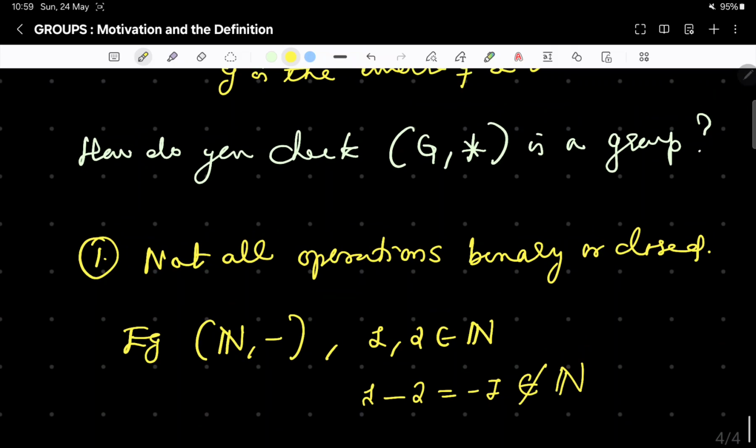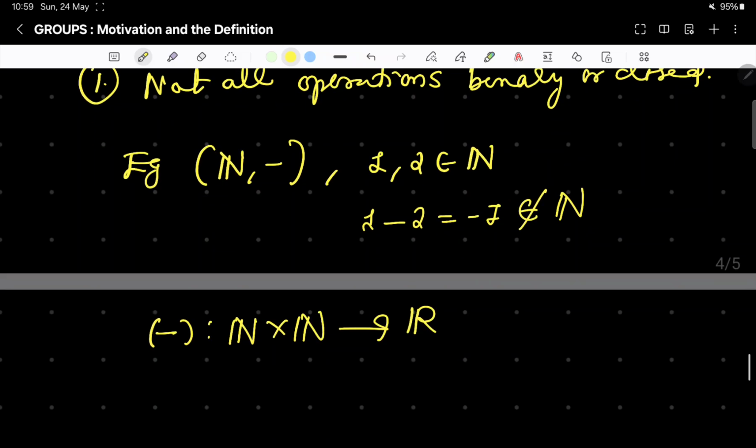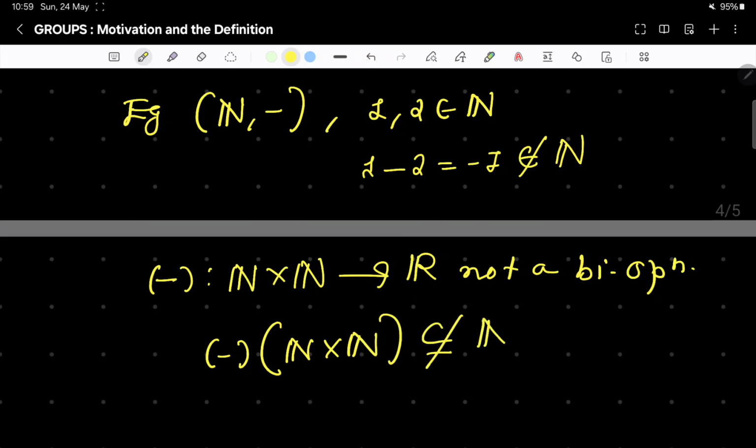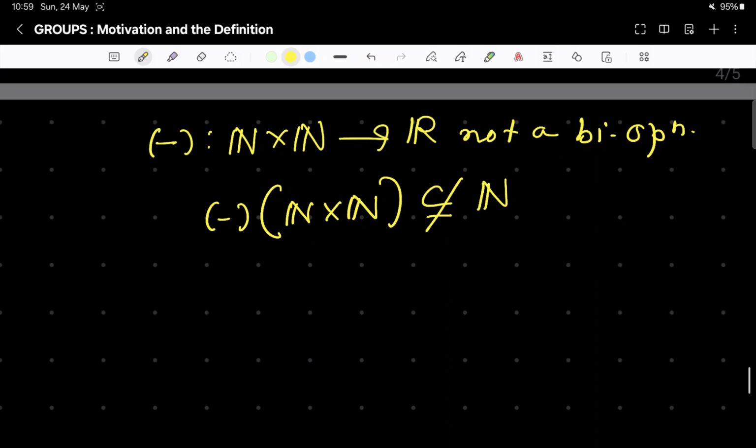So the subtraction operation from N cross N to N is not a binary operation. What is the reason? Because the range of this, you may remember, is not a subset of natural numbers, because you get minus 1, which is outside that. Okay. That's why binary operations are interesting.